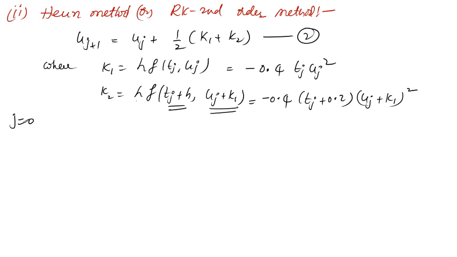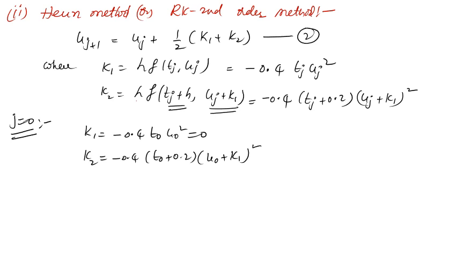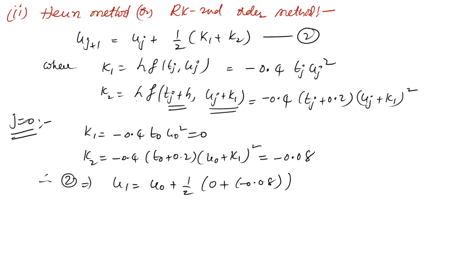Now for j equals 0, what is k1? k1 equals minus 0.4 t0 u0 squared, which is 0, and k2 is minus 0.4 (t0 plus 0.2) times (u0 plus k1) squared, which is minus 0.08. Therefore u1 equals u0 plus 1 by 2 (0 plus minus 0.08). So this value is 0.96. Therefore u1 equals u of 0.2 is 0.96.